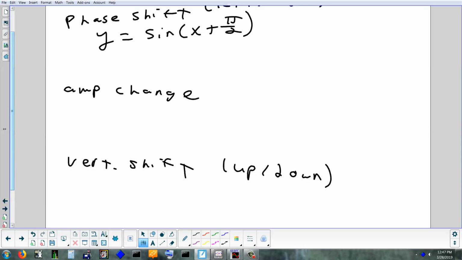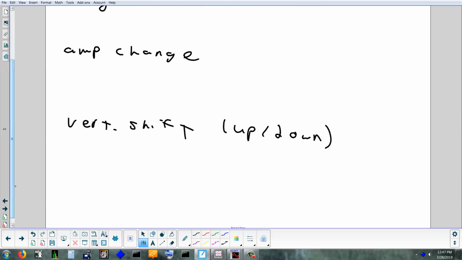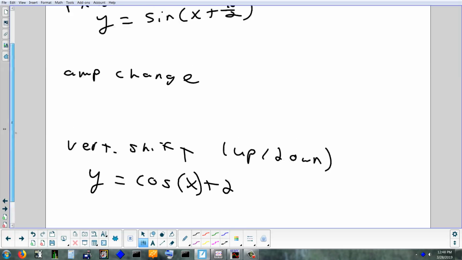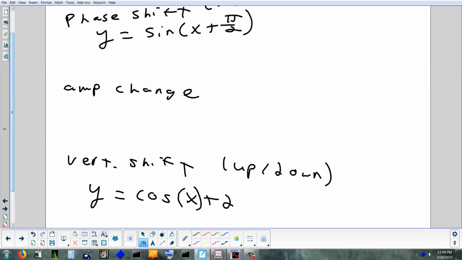Since it's a shift, it's still going to be adding or subtracting. But where is the adding or subtracting for a vertical shift? Outside the parentheses. So an example of that would be y equals cosine x plus 2. There are no parentheses grouping the x and the 2. Even if you put parentheses around the x, that makes no difference. It's got to be around the x and the 2 to be a phase shift. So questions between the two shifts? They're both adding and subtracting, it's just where. One's inside, one's outside the parentheses.